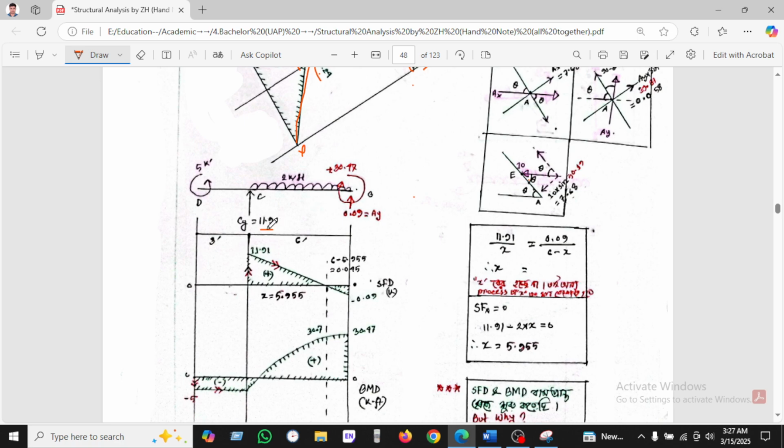We see 11.91 is taken upward, and we deduct 2 into this distance. So how will we calculate the distance? Usually we calculate by this method, but we are not finding it this way. That's why we take the shear force here. So 11 into 11 is upward, and downward is 2 into x. X, we know, is where the shear force will be 0.